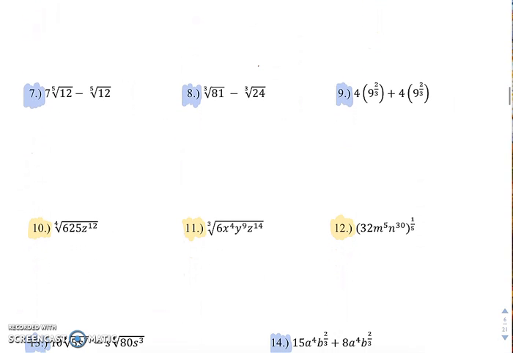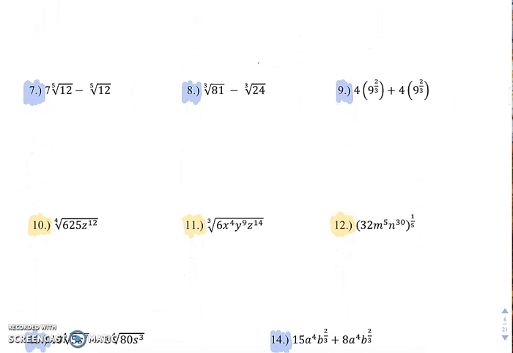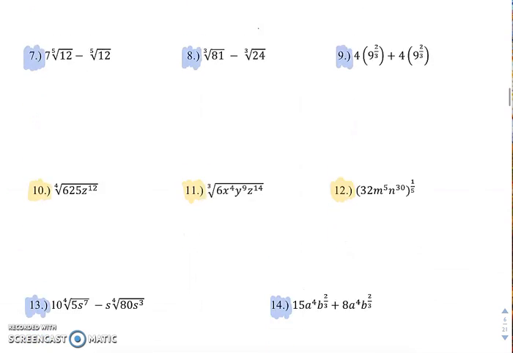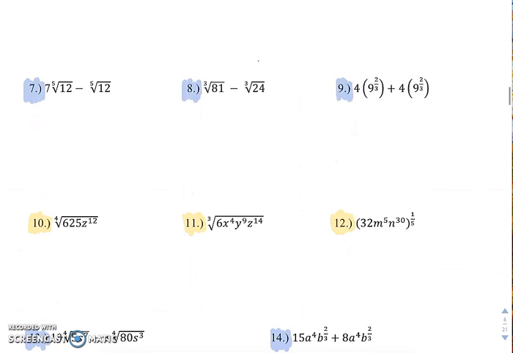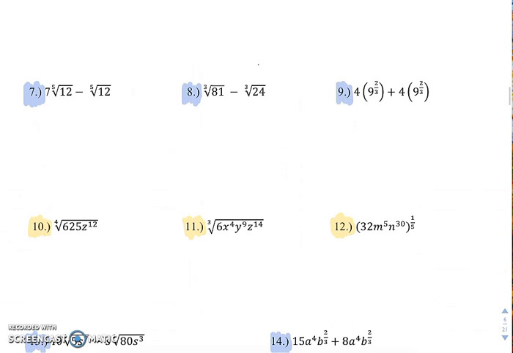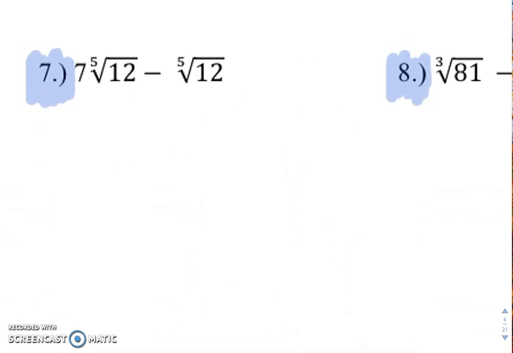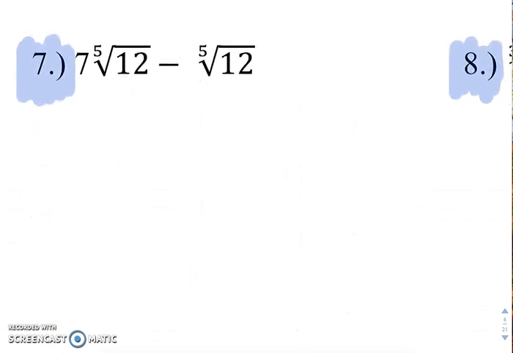Let's look at some adding and subtracting now. So if you look at 7 through 9, we've got some radicals, some exponents in there. So let's just look at number 7 first. Just like when you had square roots, these are fifth roots, and in order to add or subtract them, they have to be the same.